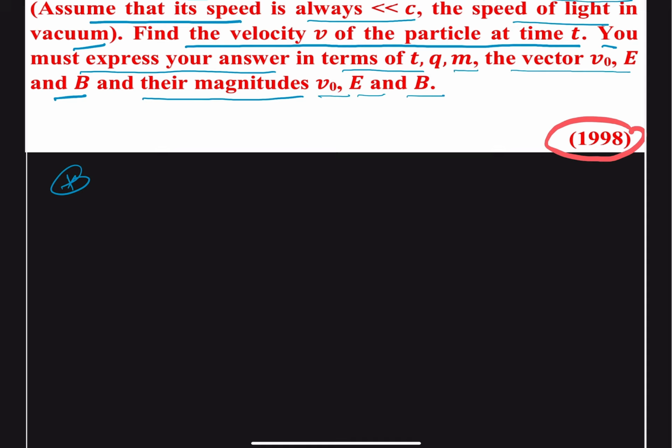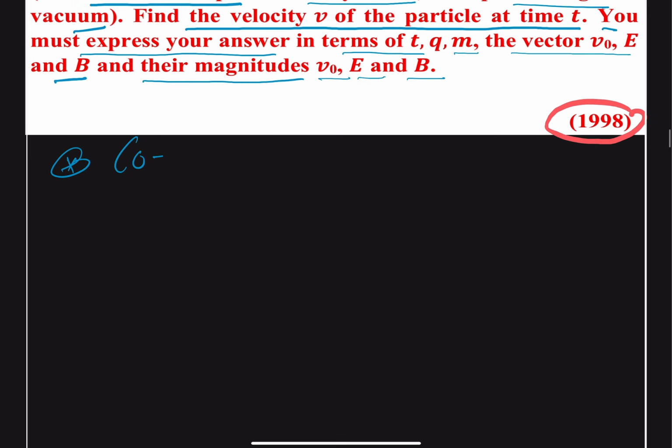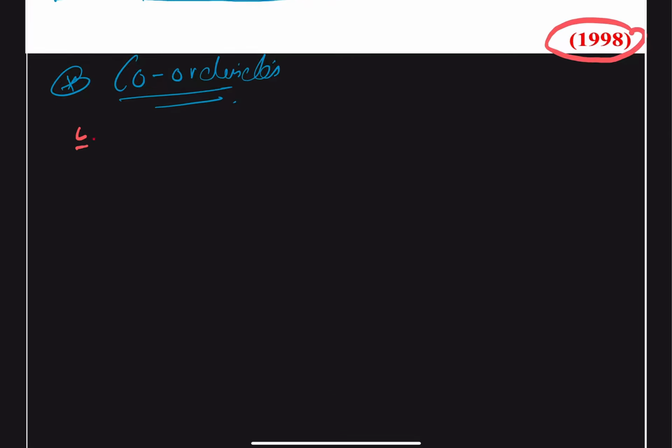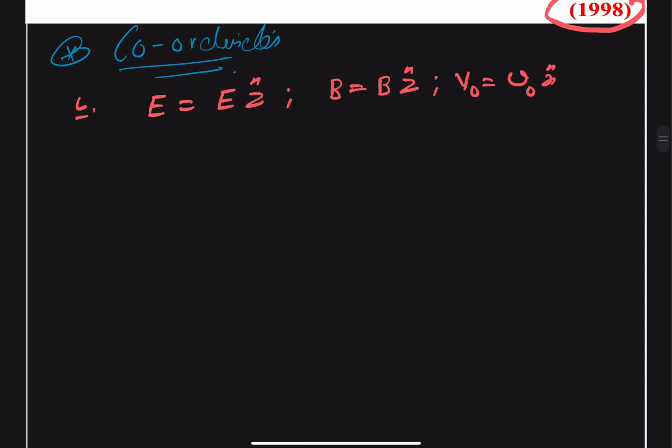So we can say that the coordinates, first we choose for our electric field, and we say that it is in the z direction, the magnetic field is also in the z direction, and we have a velocity v0 in the x unit direction, because initially it is perpendicular to both E and B.